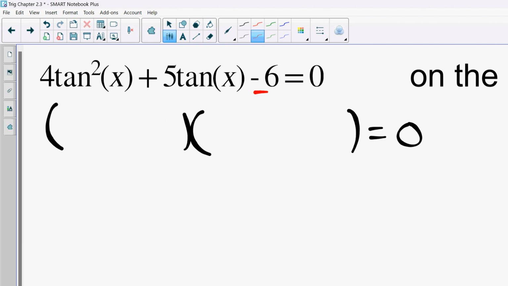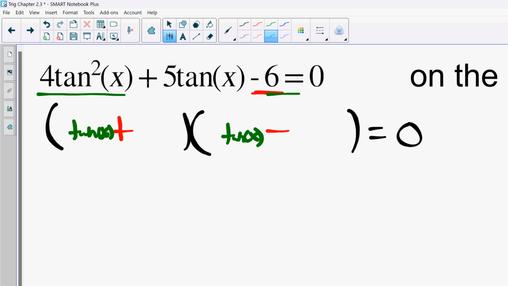So the first thing we can look at is signs. Since the third term is negative, our signs are still opposite. That means we need to look at the factors of the first and third term now. For tangent squared of x, one of the things we know for sure is we're going to have tangent and tangent. That's just a given.